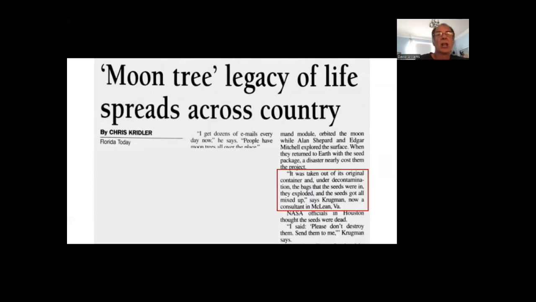And what happened was the seeds were in these sealed plastic bags. They had not been exposed to vacuum before. The plastic bags, because they were under atmospheric pressure, just basically blew up like a balloon and burst. And the seeds went flying all over the vacuum chamber. And you can see here's Stan Krugman, who was the head for the Forest Service of this moon tree project, describing this, that they exploded, the seeds got all mixed up. So in other words, the seeds had been separated by species, and now were all mixed together in this vacuum chamber, just all over the place.